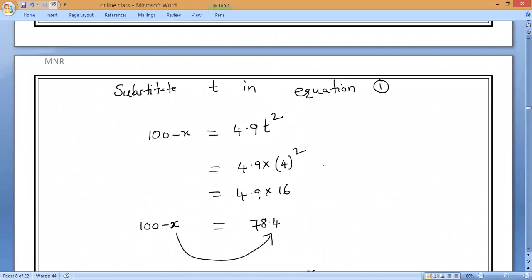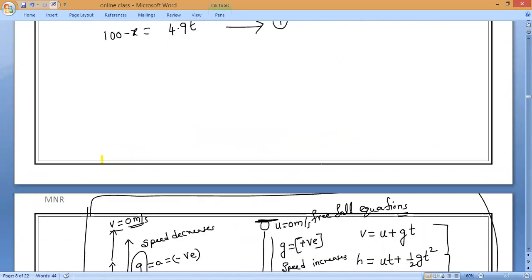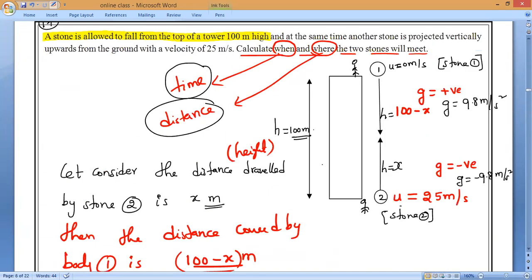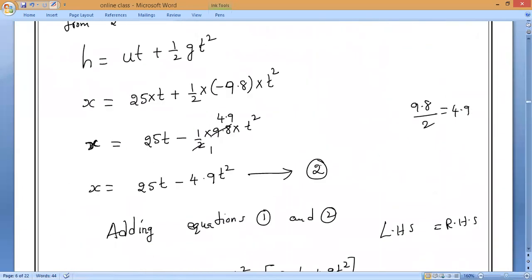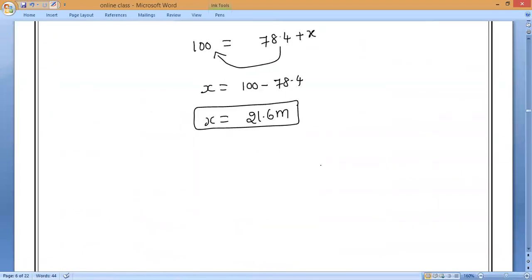So what is the distance traveled by body 2? x we got. x equals how much did we get? Sir, we have to subtract from 100, sir. That is for body 1. Understand, Omar? Body 2 I am asking. Body 2, how much? 21.6 meters. It means both bodies will meet at 21.6 meters above the ground. Understand, Mr. Omar? Are you clear? Yes, sir, above the ground.